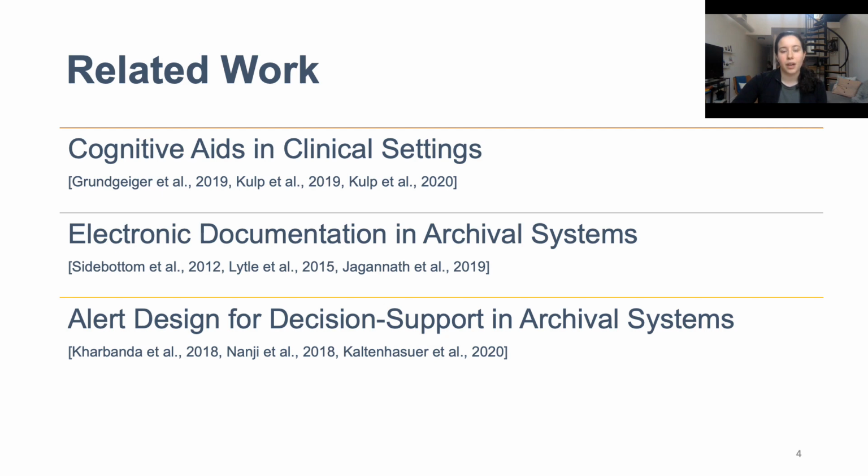Past work examining cognitive aids in time-critical team-based settings found that cognitive aids improve team performance and increase communication. Prior work also explored moving from paper to electronic documentation in archival systems, like electronic health records or flow sheets, finding that data capture increased in the electronic systems.